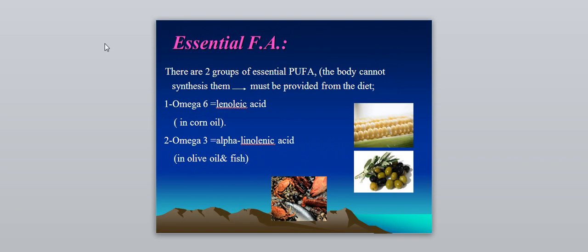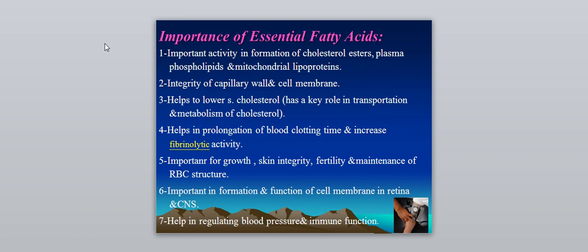Okay, essential fatty acids. There are two groups of essential polyunsaturated fatty acids. The body cannot synthesize them and they must be provided from the diet, like omega-3 and omega-6. Omega-6 is linoleic acid. It is found in corn oil. And omega-3, alpha linolenic acid, is found in olive oil and in fish. We should supplement our body, and especially children, with these two types of essential fatty acids. They are important for the growth of the CNS, of the brain, and also of the eyes for vision.